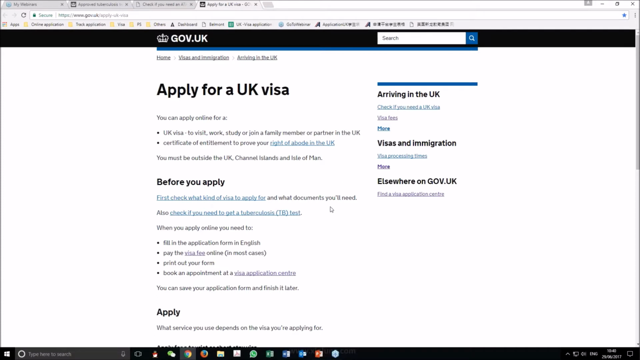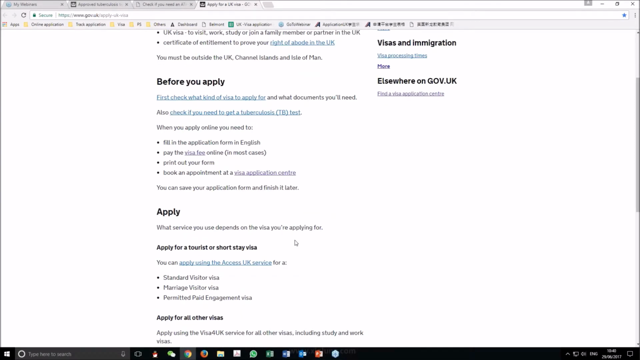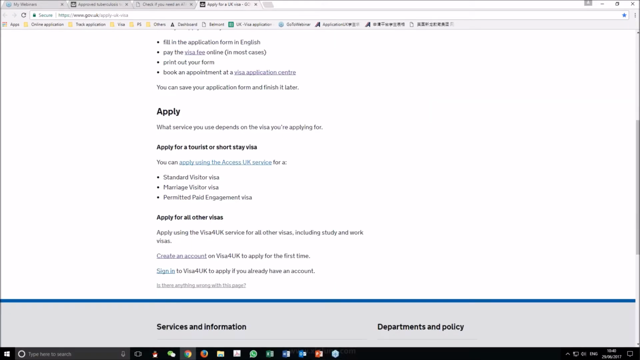So this is the page for applications to be made outside of the UK. They have lots of links, so read through them carefully because they lead to different visa applications. For example, here it says apply for a tourist or short stay visa. I'll give you a link here.